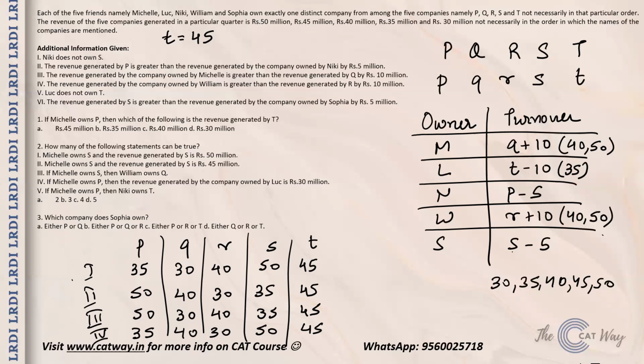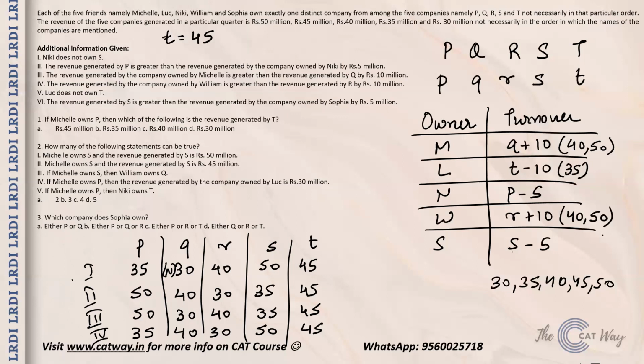The revenue generated by, let's start from the beginning, from the first one, from the pointers that have been given. The revenue generated by P is greater than the revenue generated by the company owned by Nikki by 5 million. Now the revenue generated by P is 35, and it is 5 million greater than the revenue generated by the company owned by Nikki, right? So Nikki will be operating this company. Okay, so that is clear.